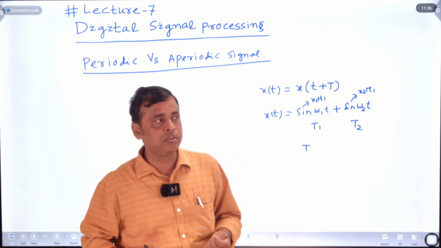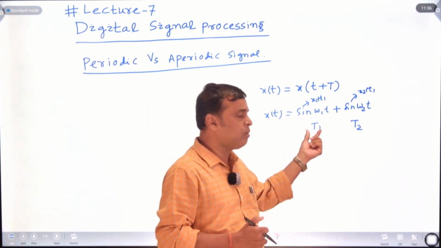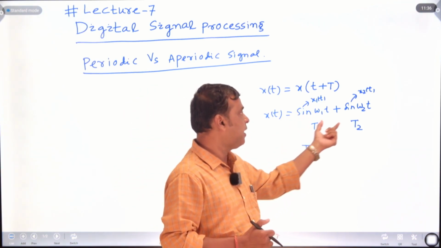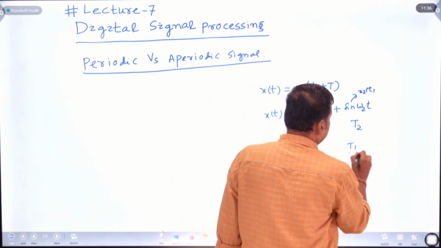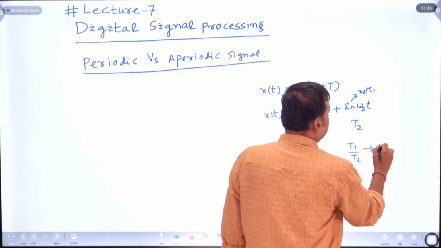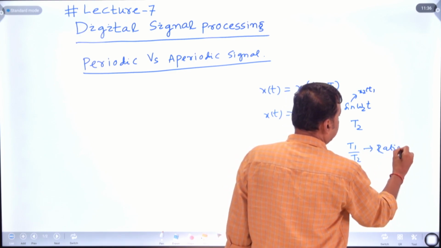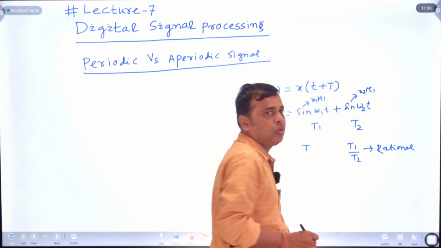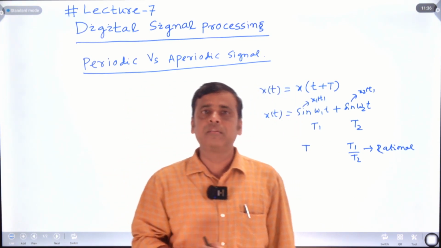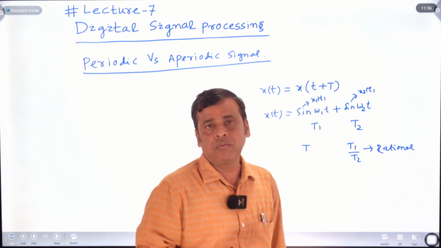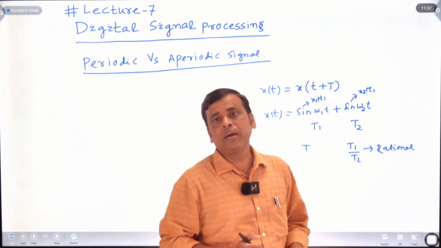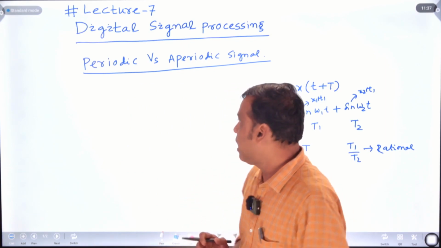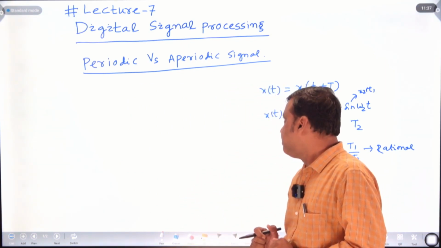So to identify whether a multitone continuous time signal is periodic or not, first of all you have to find out the time period of the first signal and the time period of the other signal, then find T1 by T2. If T1 by T2 is a rational number, a ratio between two integers, we can say that the signal is periodic. And to find the common period, if you find the LCM of T1 and T2, that is your fundamental period. That part I already told you in your previous class.